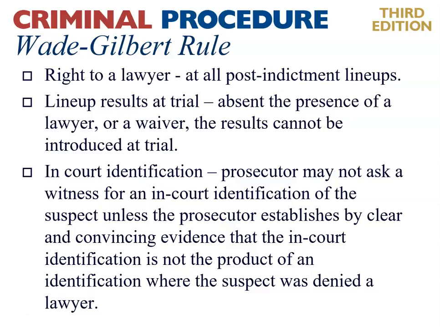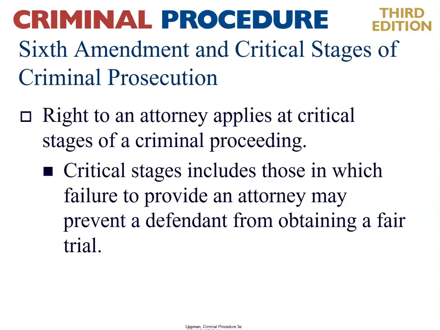So if there was a violation of this, of being allowed to have an attorney at a lineup, the prosecutor may not ask a witness for an in-court ID, again, unless the prosecutor can establish by clear and convincing evidence that the in-court ID is not the product of an identification where the suspect was denied an attorney. So hopefully that kind of makes sense, and I know it gets a little bit confusing, but that's the Wade-Gilbert rule.